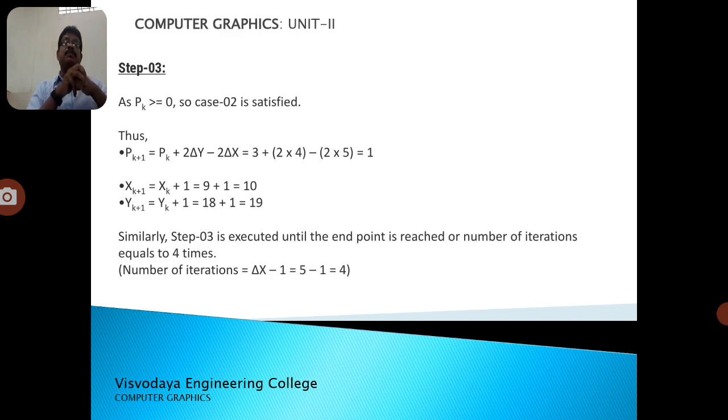So the next decision parameter pk plus 1 equals pk plus 2 into delta y minus 2 into delta x. That is for case 2. We find the next decision parameter, which equals 3 plus 2 into 4 minus 2 into 5, so the next pk value equals 1. And the next coordinates: xk plus 1 equals 9 plus 1, which equals 10, and yk plus 1 equals 18 plus 1, which equals 19.